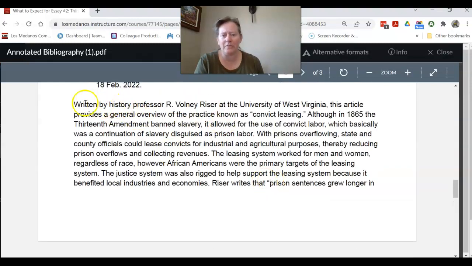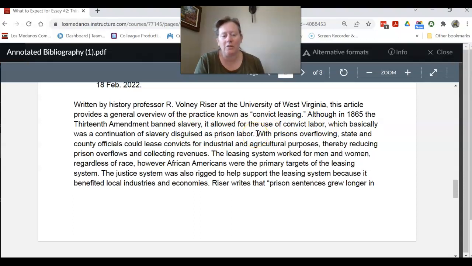So let me just read through this, right? Written by history professor R. Volney Reiser at the University of West Virginia. This article provides a general overview of the practice known as convict leasing. Although in 1865 the 13th Amendment banned slavery, it allowed for the use of convict labor, which basically was a continuation of slavery disguised as prison labor.